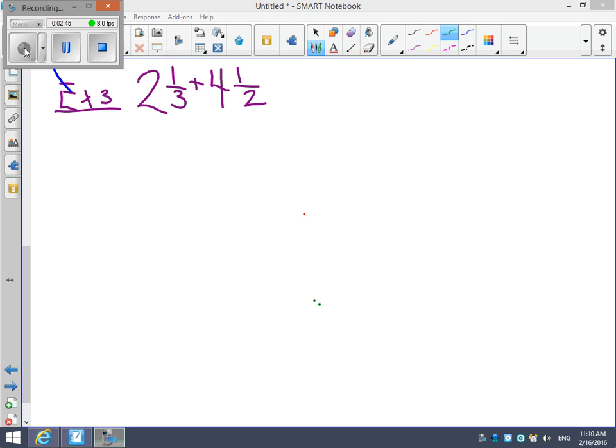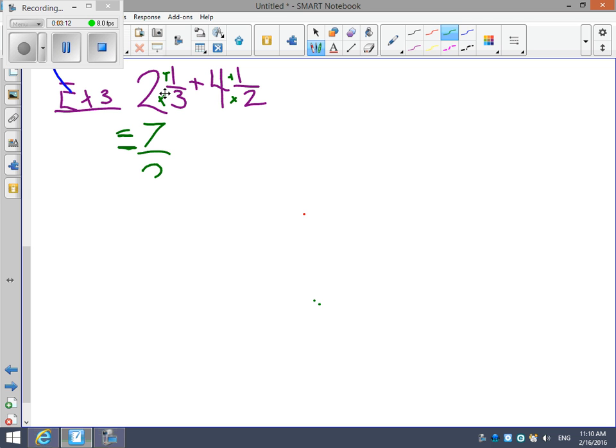So the difference between this one and our last question is that now we have mixed numbers. So the first thing we have to do is change both mixed numbers into improper fractions. So we're going to multiply 3 by 2, and then add 1, and 4 by 2, and add 1. So this equals 7/3 plus 9/2.